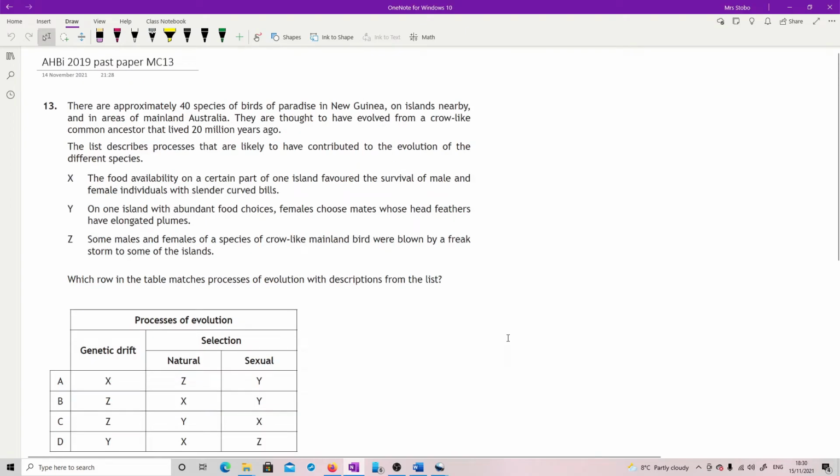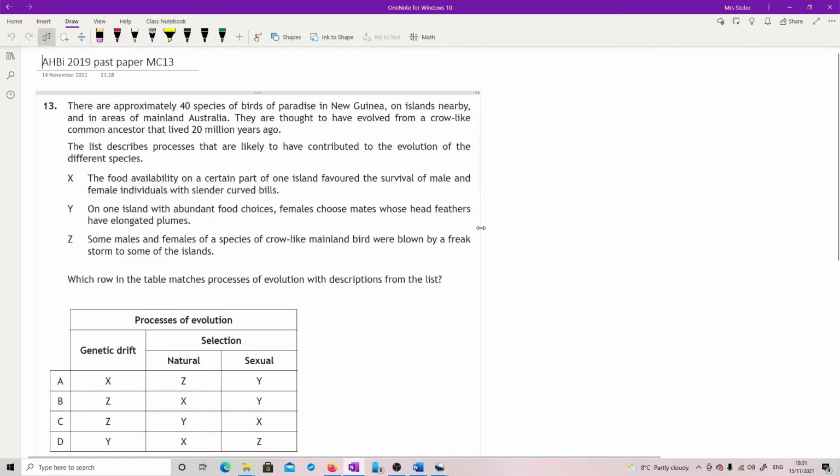Okay, question 13. There are approximately 40 species of birds of paradise in New Guinea, on islands nearby and in areas of mainland Australia. They are thought to have evolved from a crow-like common ancestor that lived 20 million years ago. The list describes processes that are likely to have contributed to the evolution of different species. So we have X, food availability on a certain part of one island favoured the survival of male and female individuals with slender curved bills. Before I even get to the question, you should be recognising that's natural selection.